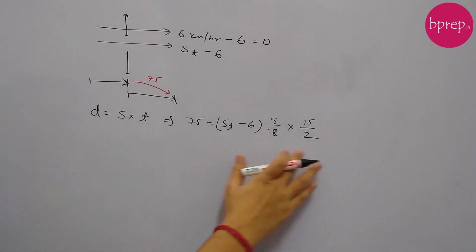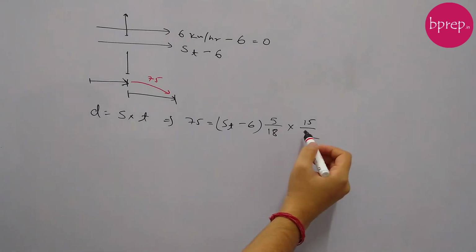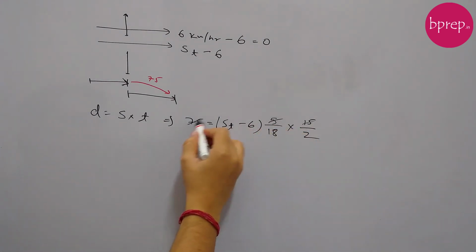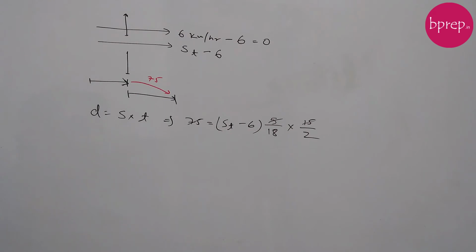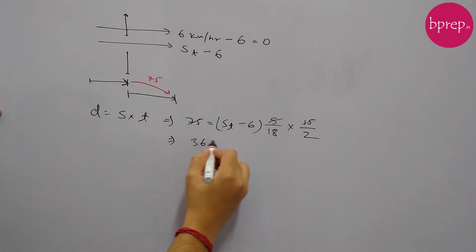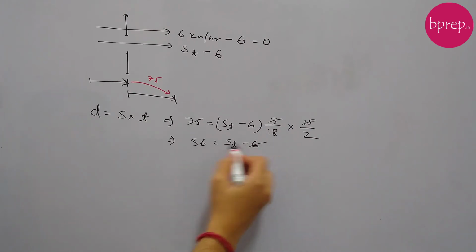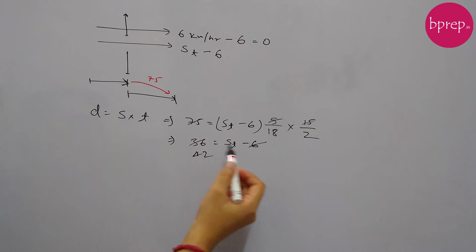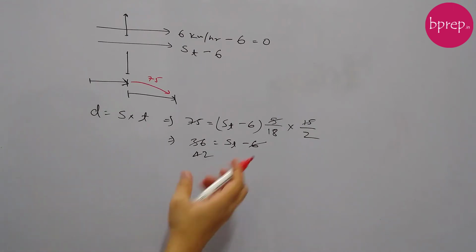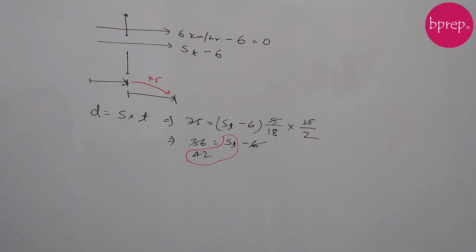In this equation we have just one unknown, st, so we can get its value easily. The 75 will get cancelled, and then we will have 36 equals st minus 6. So this will be 42. So the value of st is 42. So we now know the speed of the train.